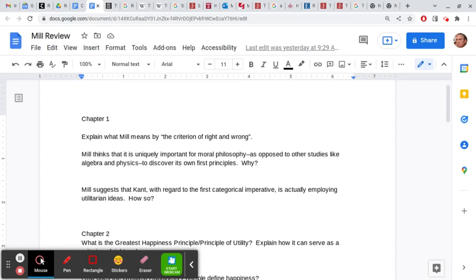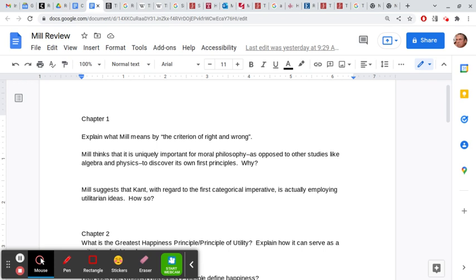Hello, everyone. Here are some review questions, which I will talk about, for the Mill exam. Just a review of the basic issues, what I think are the most important ideas and questions as we move through the 4 chapters of Mill's Utilitarianism that we read.